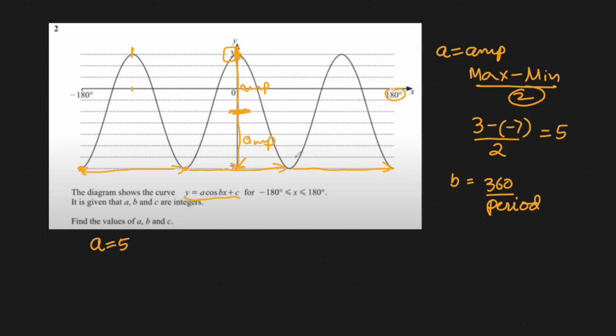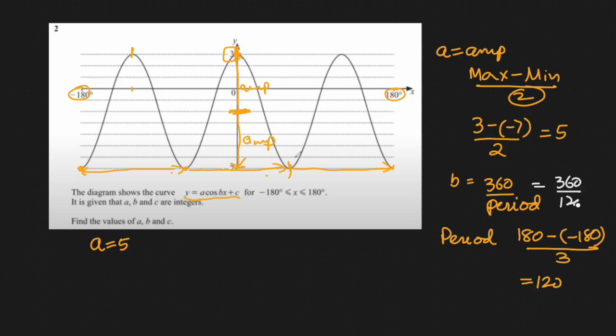We know this is 180, this is minus 180, and it has 3 periods between these two. So in this specific case, period will be 180 minus minus 180 divided by 3. In this case only, otherwise if we have a scale, we'll just take the distance between 2 consecutive minima. So it is 360 divided by 3, which is 120. But now we wanted B, not the period. So B will be 360 divided by 120, which is 3. So B comes out to be 3.